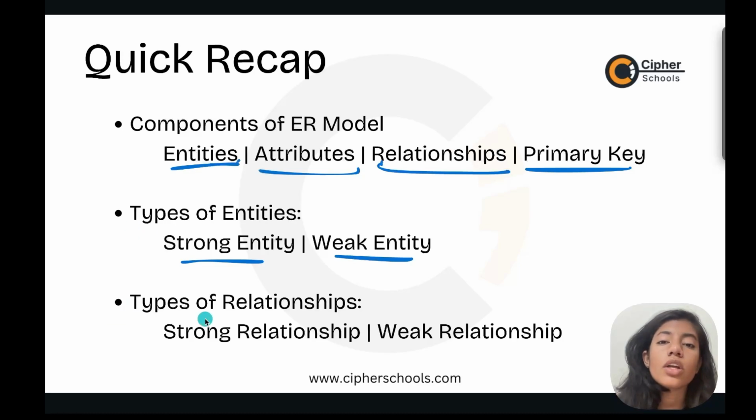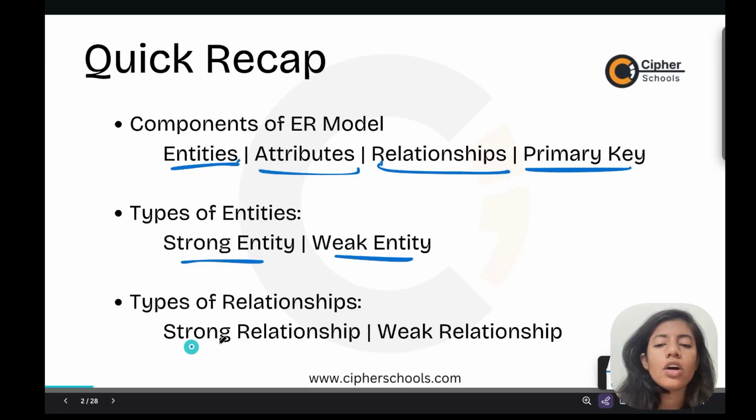So it is clear that there are two types of entities, strong and weak, and we discussed them both. Then we discussed about type of relationship. Now any relationship with the entities involved are strong entities, we call it as strong relationship. Then any relationship wherein at least one entity involved is a weak entity, we call it as weak relationship. We also discussed that strong relationship is represented by a diamond and the weak represented by a double diamond. All the notations were also very clear.